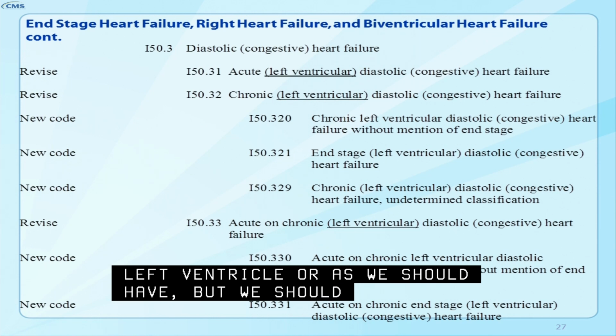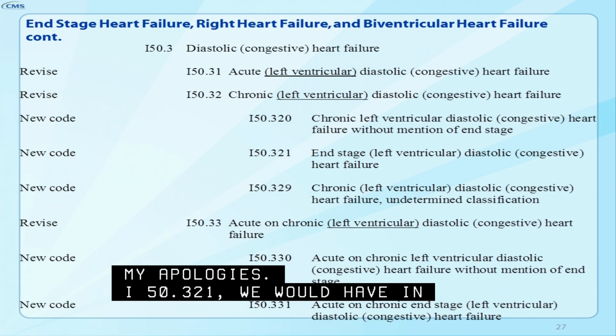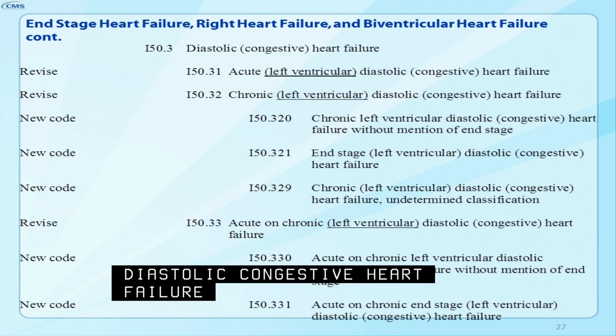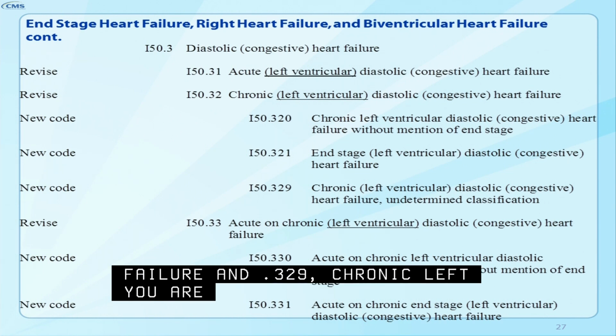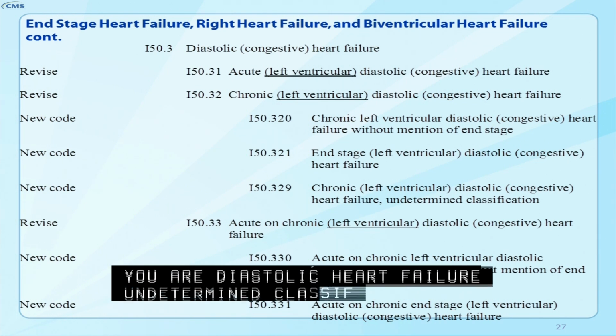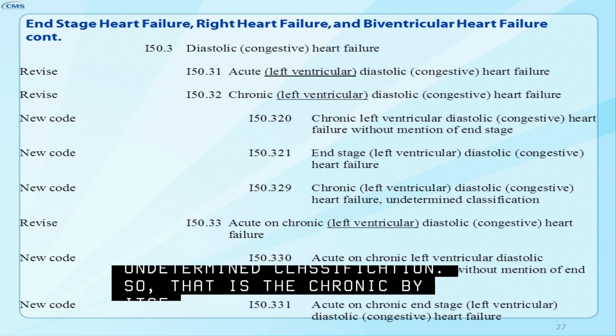I50.321, we would have end-stage left ventricular diastolic congestive heart failure. And I50.329, we would have chronic left ventricular diastolic congestive heart failure, undetermined classification. So that is the chronic by itself. Additionally here, we would have I50.33, acute on chronic left ventricular would be added to the title, diastolic congestive heart failure.